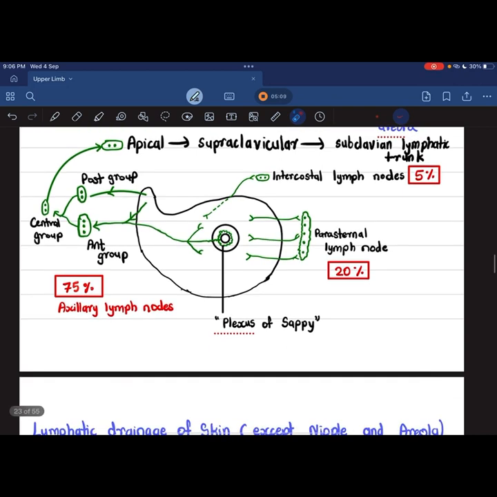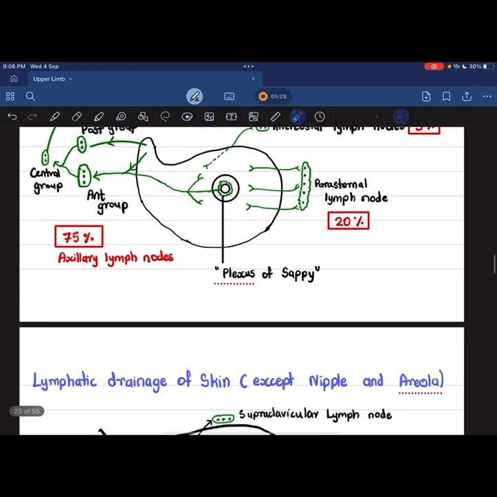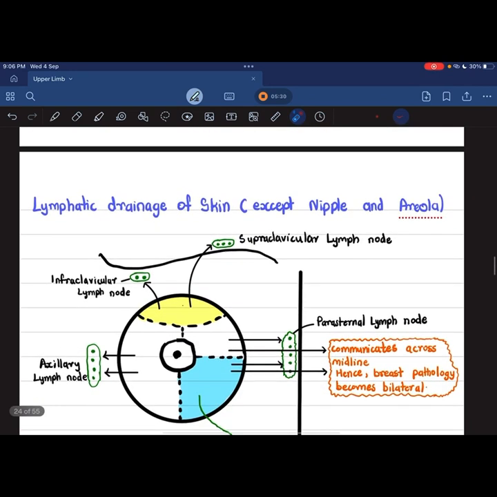So, intercostal lymph nodes get 5% of the lymph, parasternal lymph nodes get 20% of the lymph, and 75% of the lymph is drained into axillary lymph nodes, which includes anterior group, posterior group, central group, plexus of Sappey, and apical group. Lymphatic drainage of skin except nipple and areola. As we discussed, including nipple and areola, now we will discuss except nipple and areola.